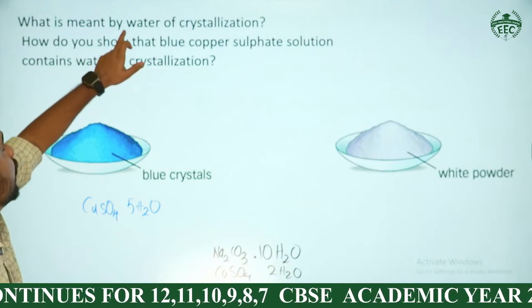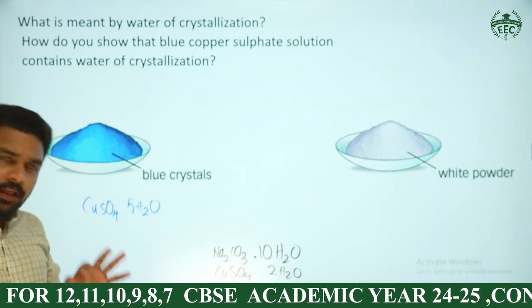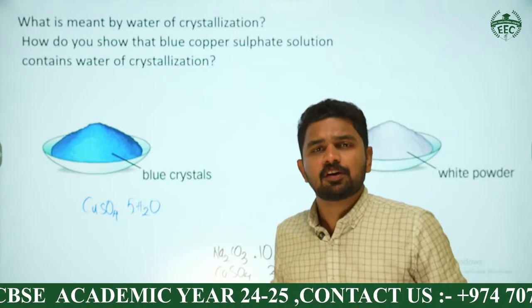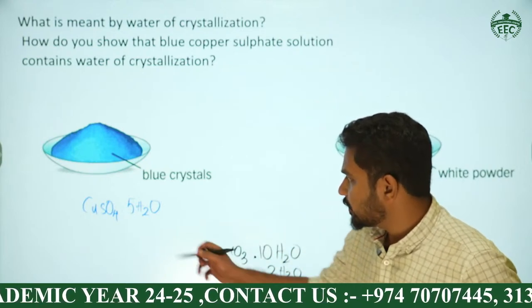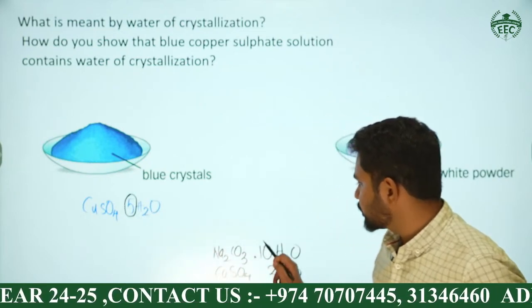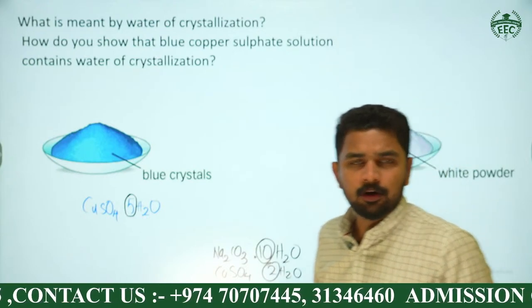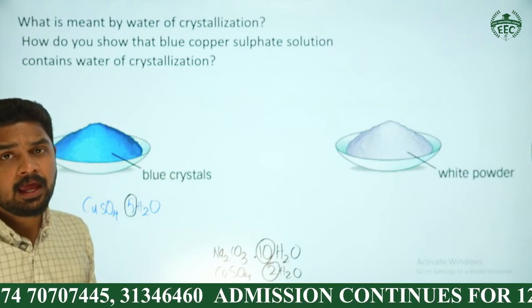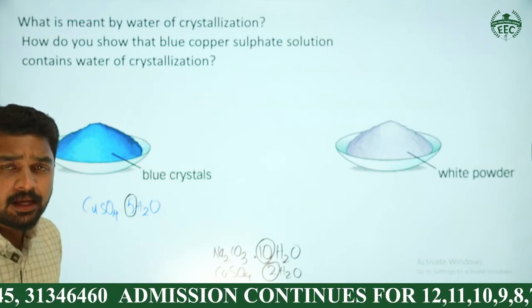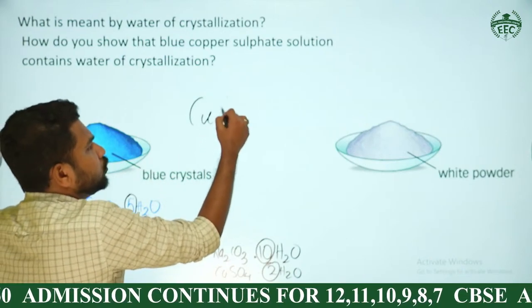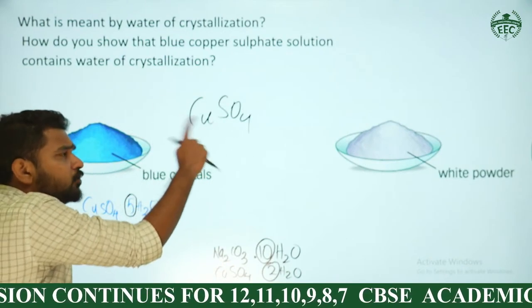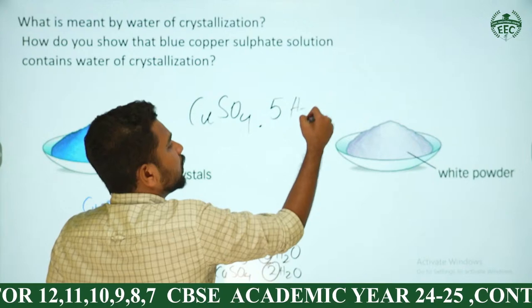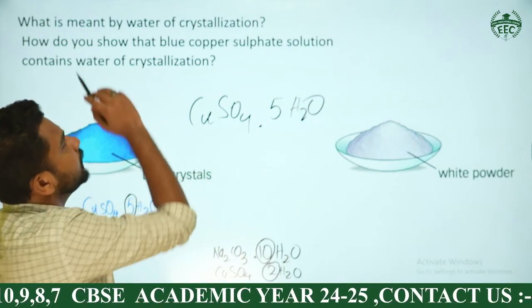And what is meant by water of crystallization? There will be some definition, you know, the definition of water of crystallization can be asked. It is the fixed number of water molecules present in a unit formula of a salt. Take the one unit formula of CuSO4 salt, right? So, how many fixed number of molecules of H2O are there? That is what is indicating water of crystallization.